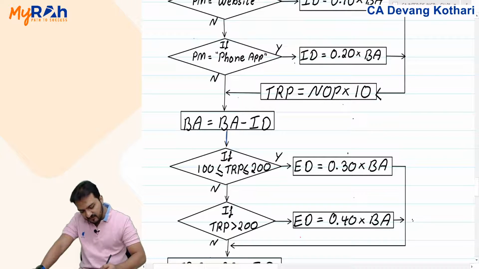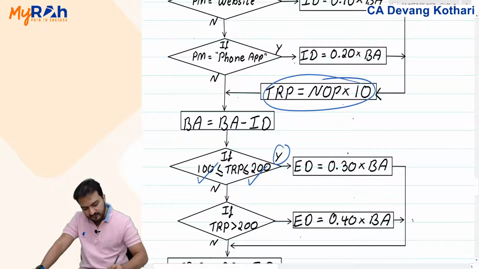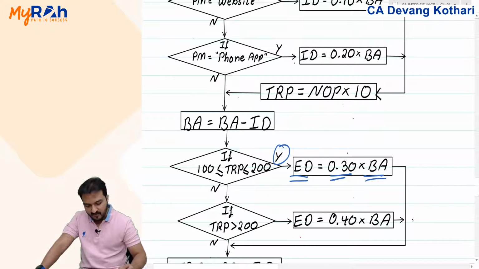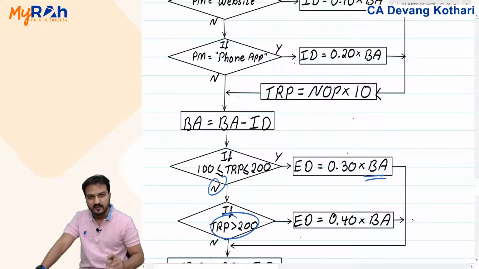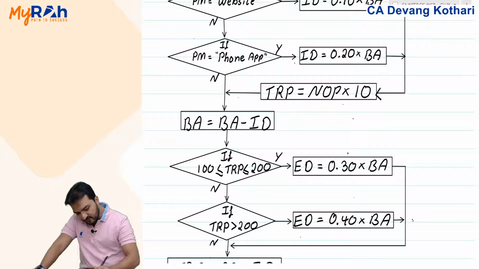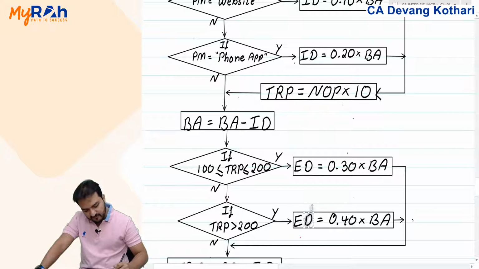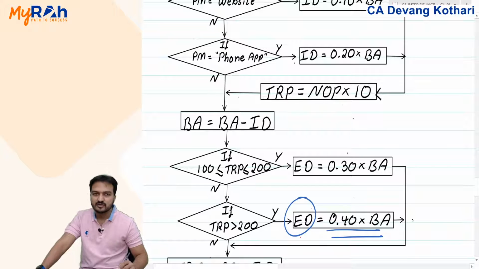Now I check the TRP. Based on this calculation, if the TRP is between 100 and 200, then the extra discount is 30% of the bill amount. But if no, then check whether the TRP is more than 200. If the TRP exceeds 200, yes, then the extra discount will be 40% of the bill amount.